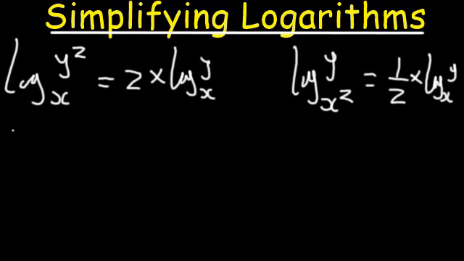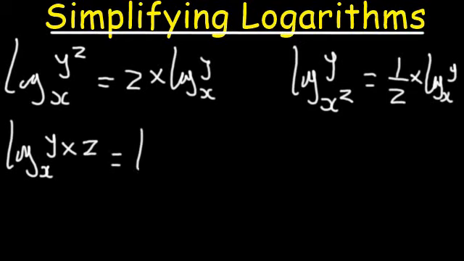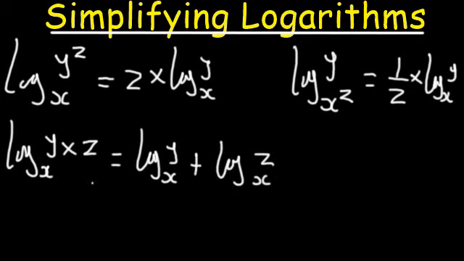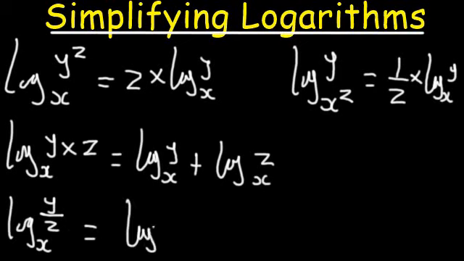Okay, now the next one is if you have a log of y to a base of x such that you have a value z multiplying y. In this case, this is simply equal to log of y to a base of x plus log of z to a base of x. Now, what if instead of having a value multiplying y, we have it dividing y? In this case, this will be equal to log of y to a base of x minus log of z to a base of x.